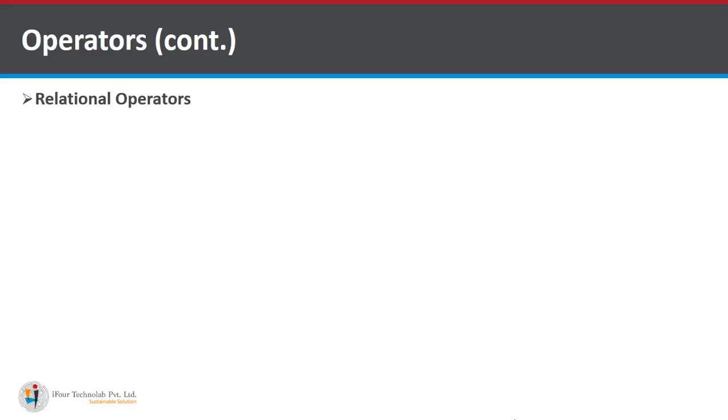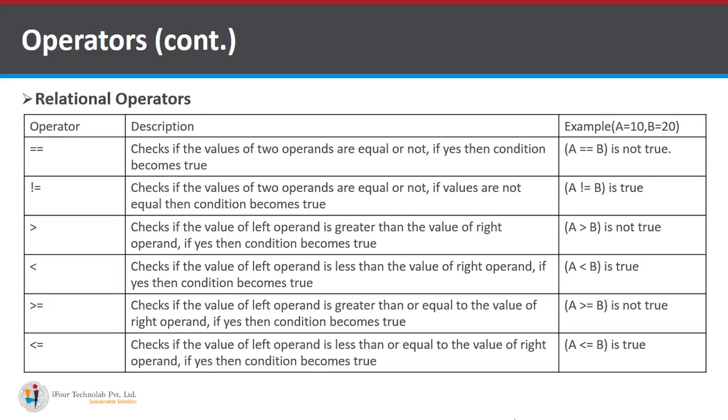Then next are relational operators. So these are the relational operators. Double equal to sign checks if the values of two operands are equal or not. If yes, then the condition becomes true. That is, the left hand side variable must be equal to the right hand side variable. If we compare a equal to b, then it is not true because 10 is not equal to 20.